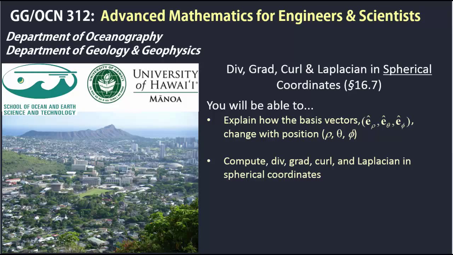Now, the reasoning in going from Cartesian coordinates to spherical coordinates very much follows the same reasoning in going from Cartesian to cylindrical coordinates. We're just working with a different set of base vectors. Again, the objectives after viewing this video are to explain how the base vectors in spherical coordinates change with position in the spherical coordinate system, and to develop the ability to compute these different differential operators in spherical coordinates.